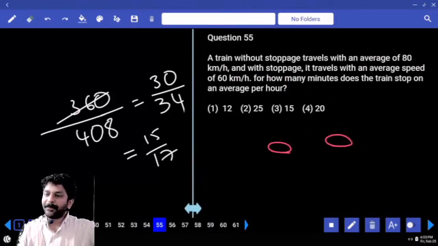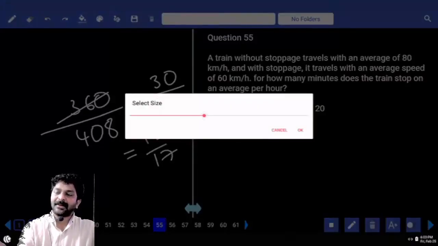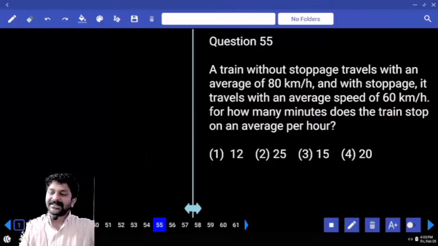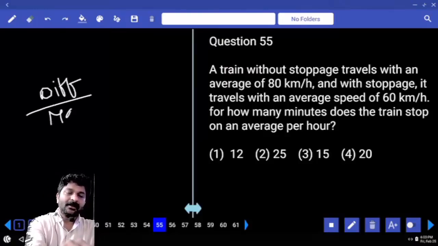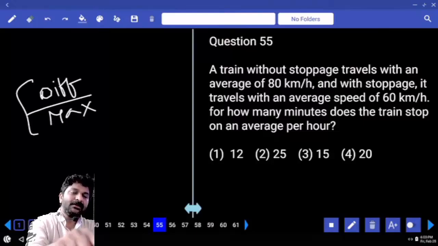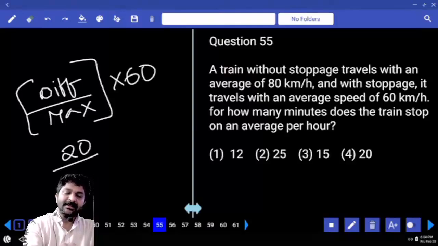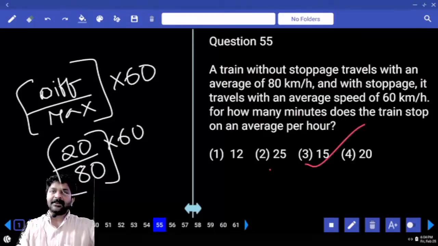A train without stoppages travels with an average speed of 80 km per hour and with stoppages it travels with an average speed of 60 km per hour. For how many minutes does the train stop on an average per hour? This is the difference of speeds by the maximum speed, which gives you the stoppage time in hours; to convert into minutes, multiply by 60. Difference of speeds is 20 by maximum speed 80 into 60, so 1 by 4 into 60, 15 minutes.